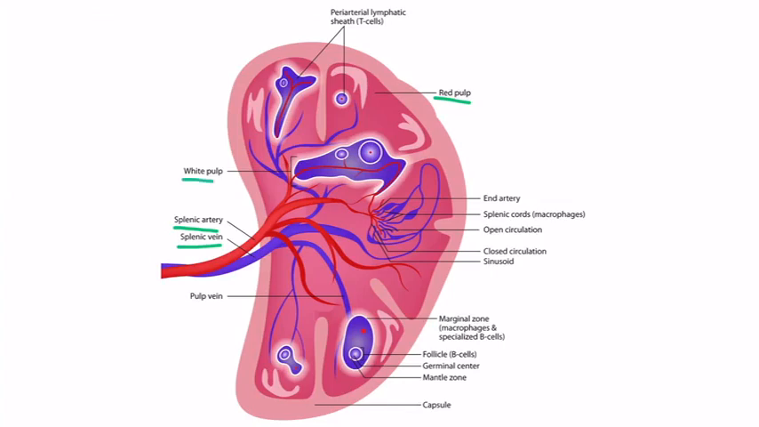The red pulp is a region rich in red blood cells, and the white pulp is a region rich in white blood cells. Let's discuss the white pulp in more detail first. The white pulp includes follicles, the periarterial lymphatic sheath, and the marginal zone. So some of the blood entering the spleen through the splenic artery travels into the white pulp, and this entire region surrounding the artery is a dense area of lymphatic tissue known as the periarterial lymphatic sheath.